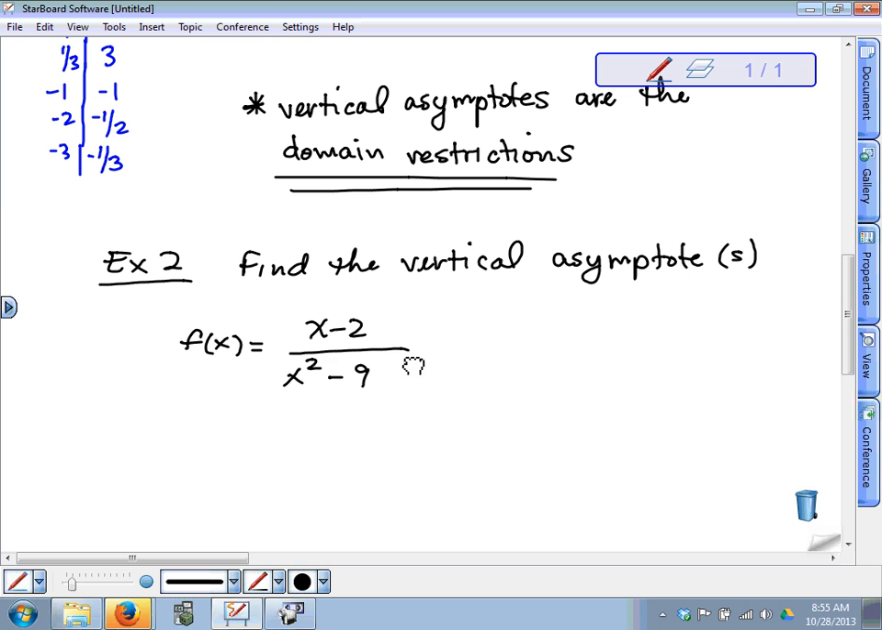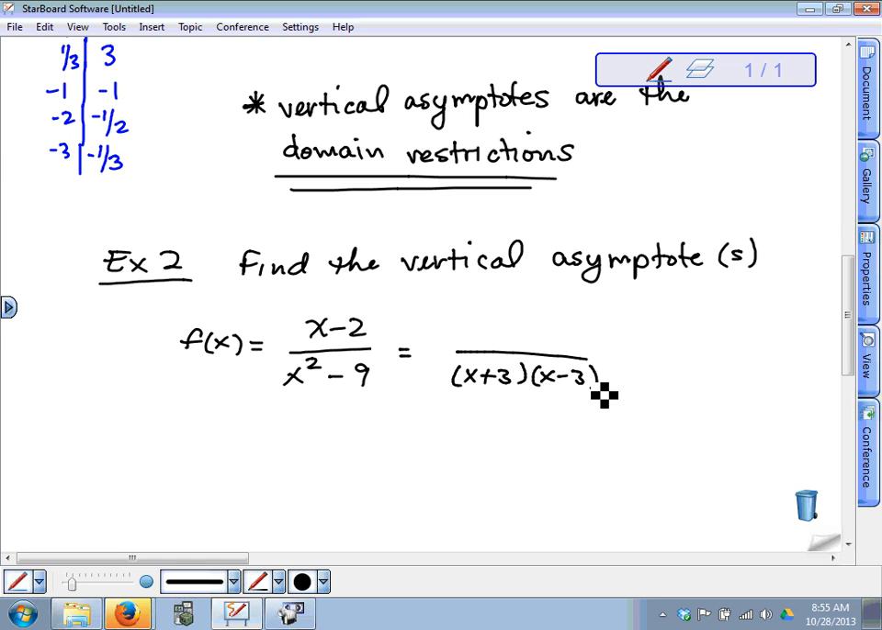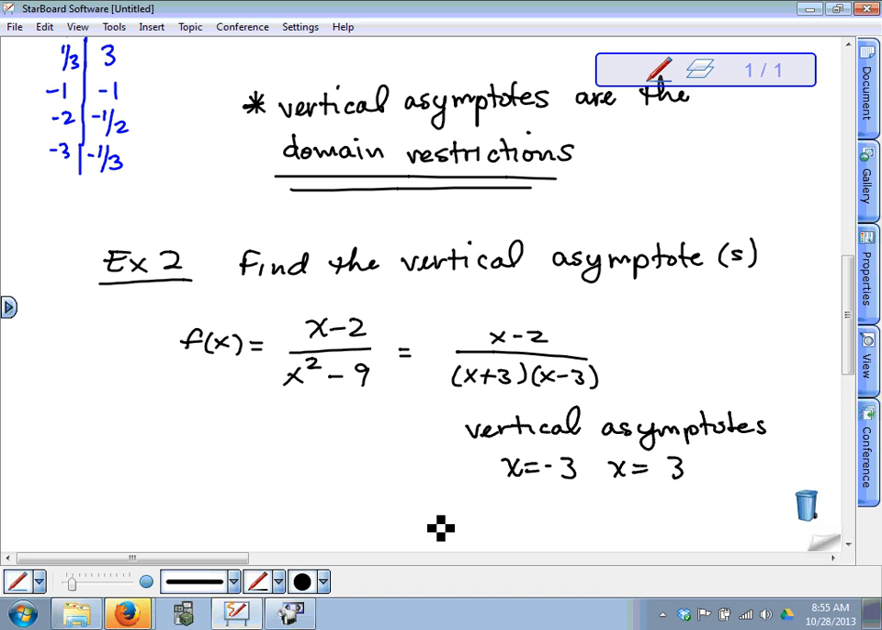How is that? Well, you probably ought to write the denominator in factored form. If you factor x squared minus 9, you get x plus 3 times x minus 3. That's the difference of squares. Before you leave, just write this down. Vertical asymptote. You have two of them now. X equals negative 3 and x equals positive 3.